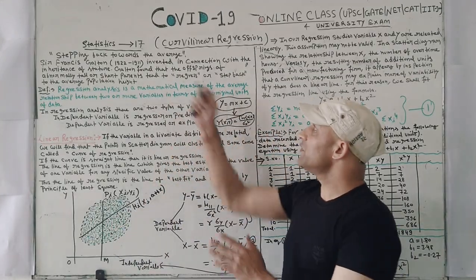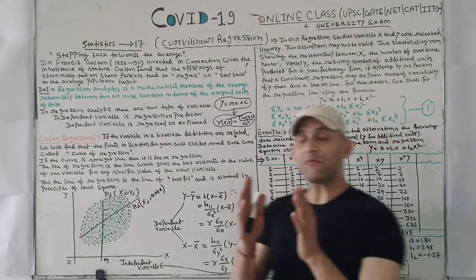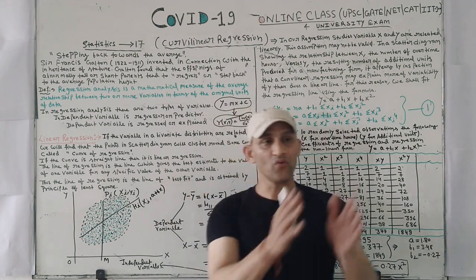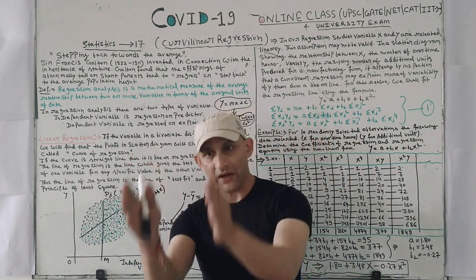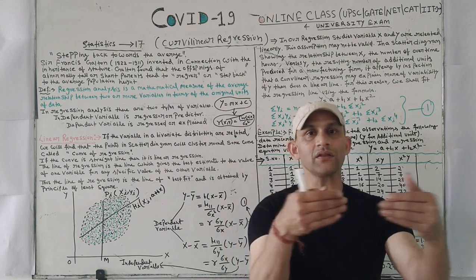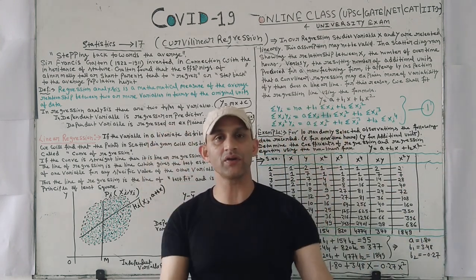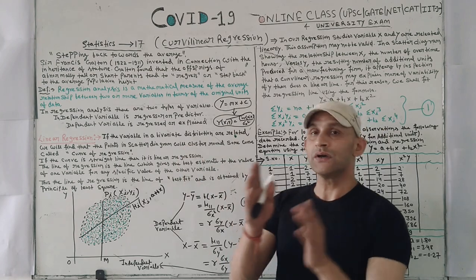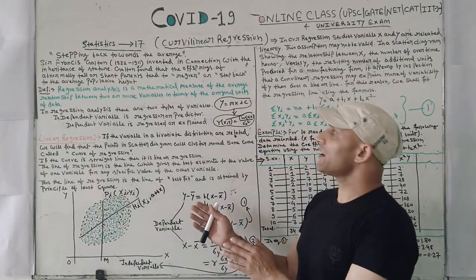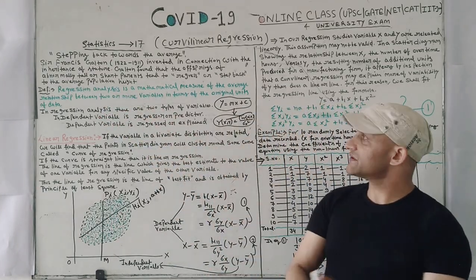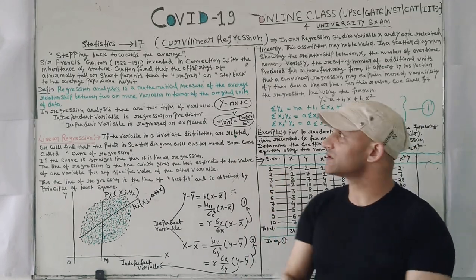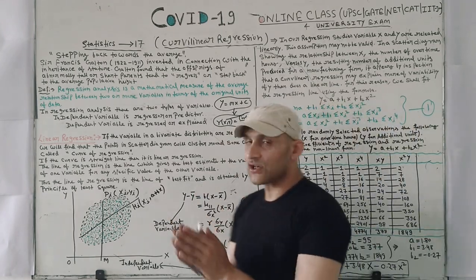So today we will talk about curvilinear regression. In the previous lecture, we explained correlation. Whenever you have done a survey and collected two or more data sets, and you find the relationship between them, you use correlation. After that, regression analysis is the mathematical measure of the average relationship between two or more variables in terms of the original unit of data.